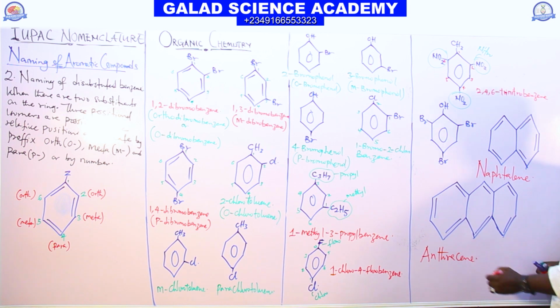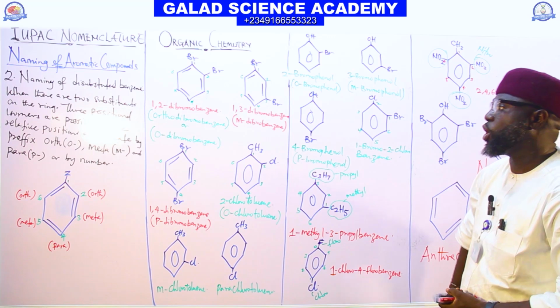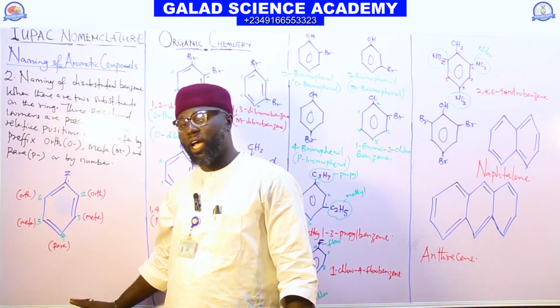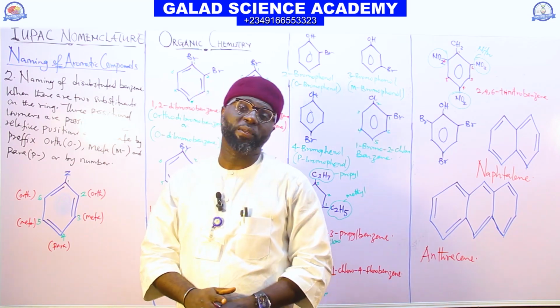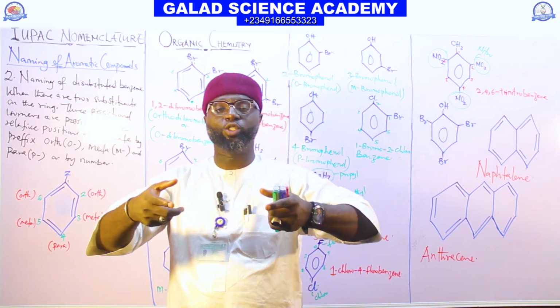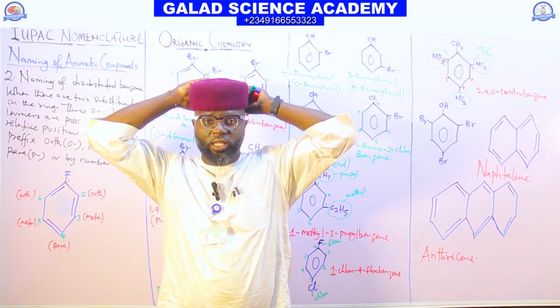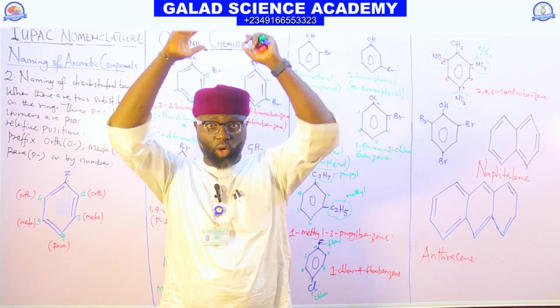So that is all about the nomenclature of benzene, which is an aromatic hydrocarbon. The next aspect I'm going to treat now is the nomenclature of cycloalkane, which is cyclic compounds.